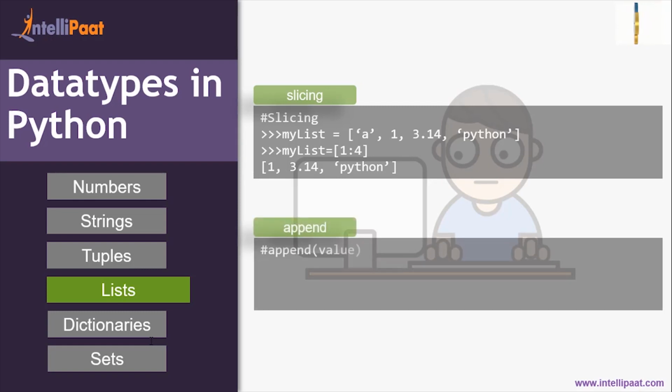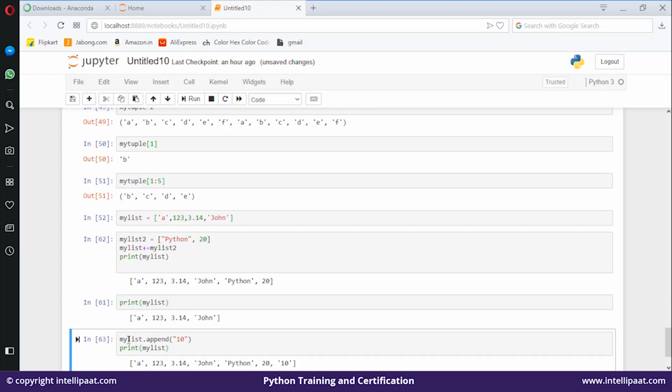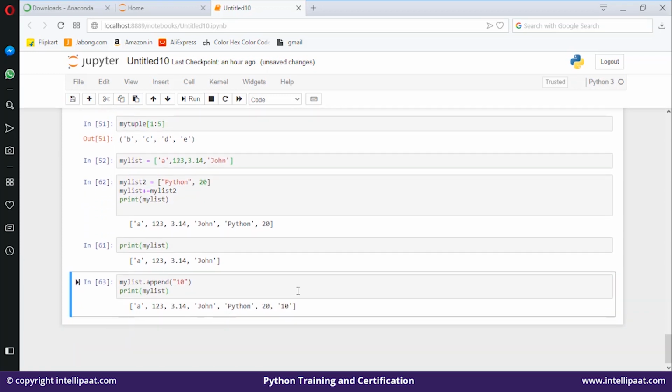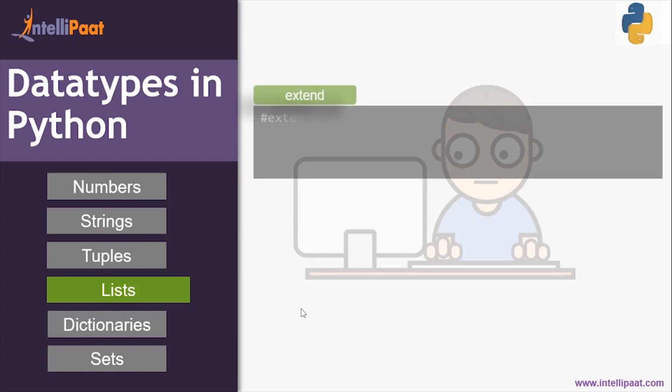Next is append. Appending is adding any value to a list. It's almost the same as the function we did up here. It's like my list dot append, and add any value you want to append. I want to append 10 and print my list. That's it. As you can see, we got 10 in the end.